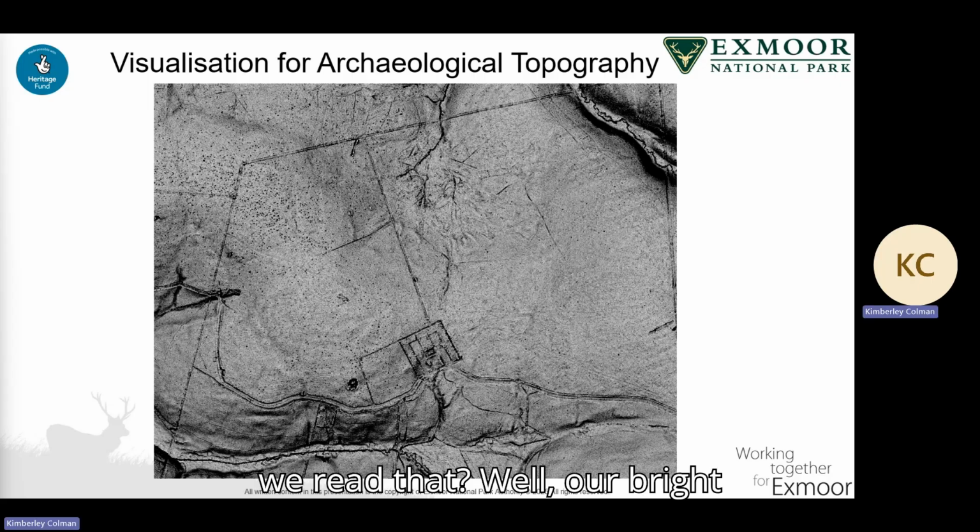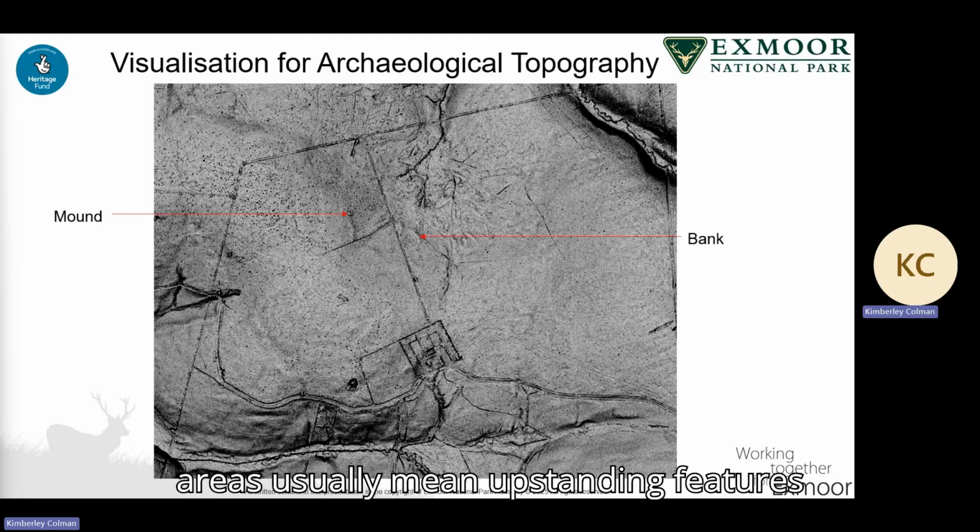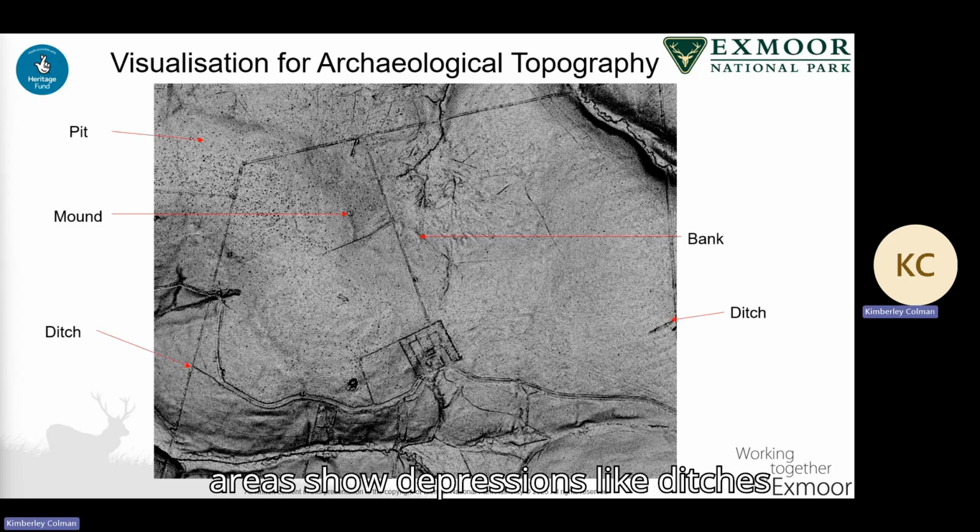So how do we read VAT? Well, our bright areas usually mean upstanding features like banks and mounds. Dark areas show depressions like ditches and pits. Sharp contrasts help define boundaries and shapes, especially enclosures.